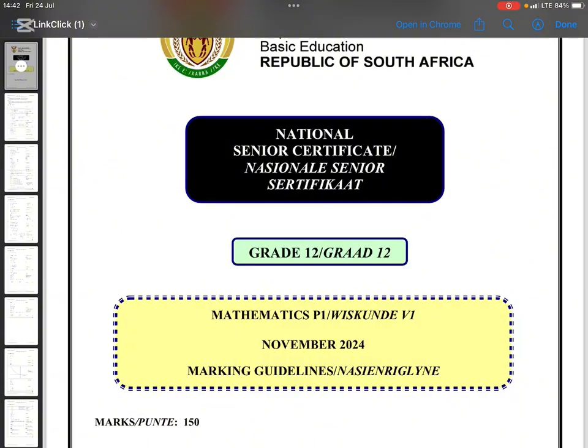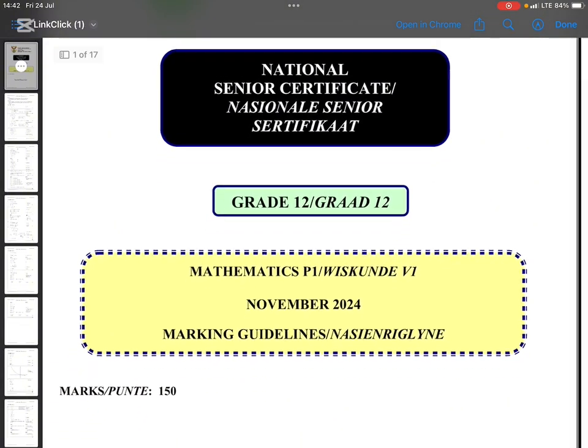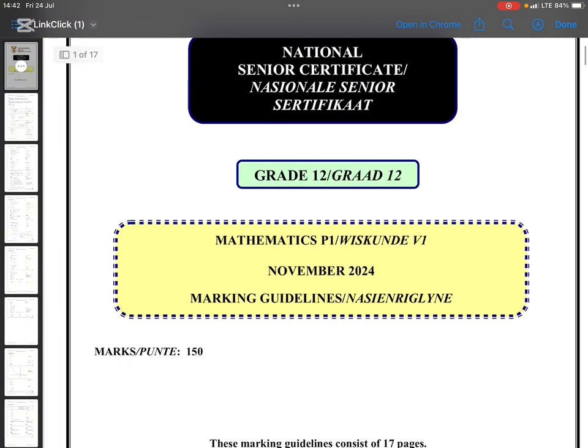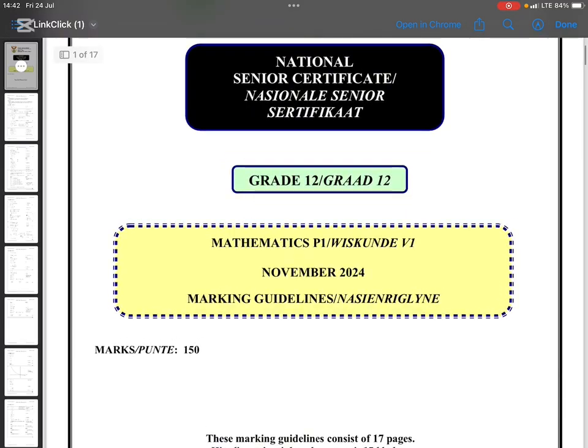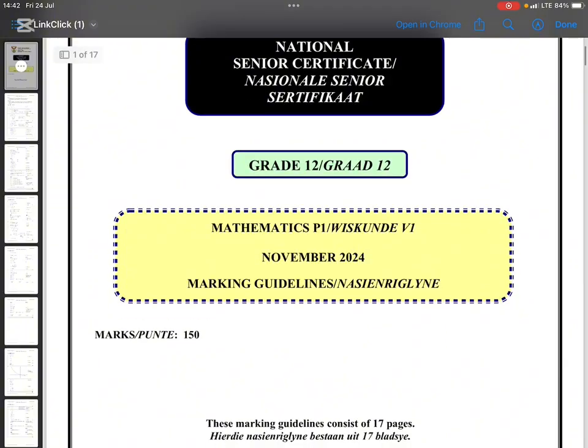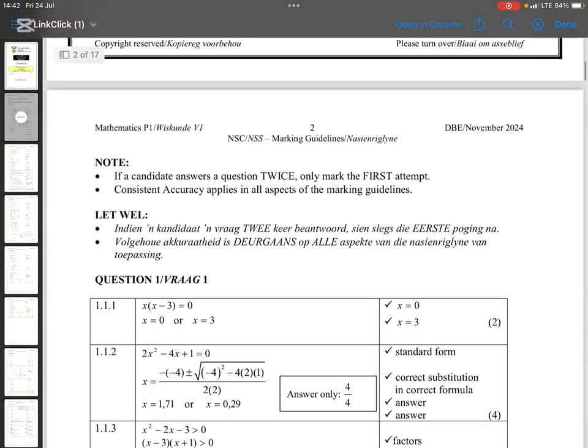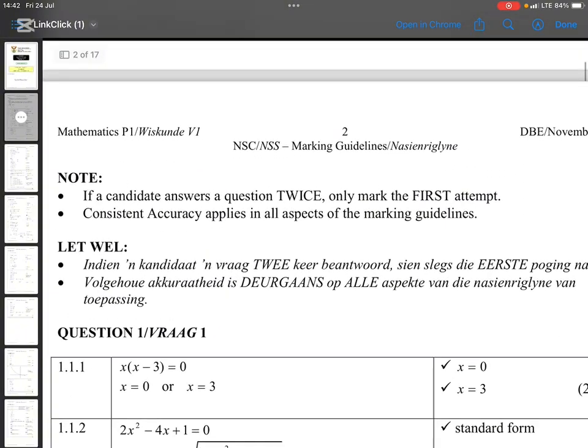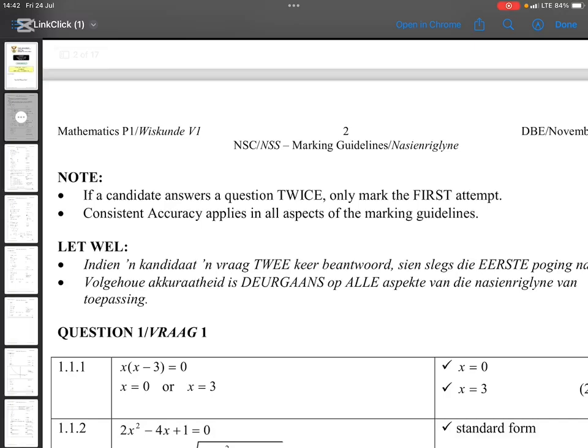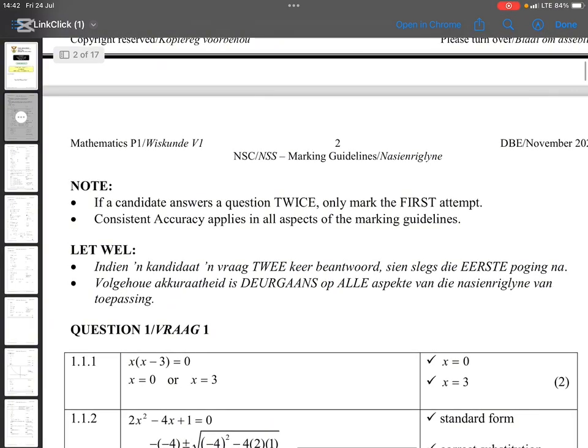Comment below. So this is the memorandum for the past mathematics question paper we're working on, which is November 2024. For the first question, you see, we are correct with our answer.